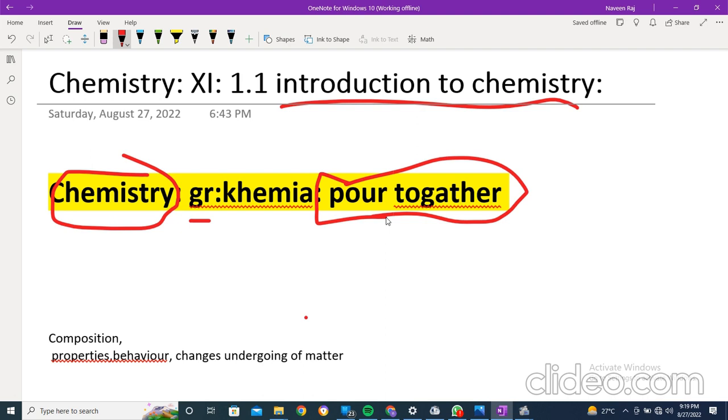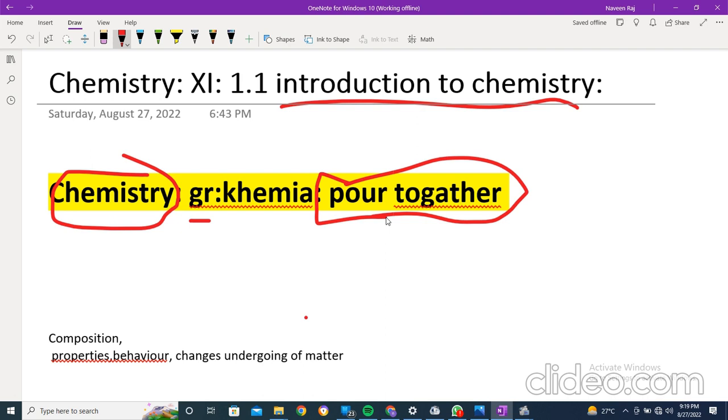Basically, we need to understand that in the very beginning days of chemistry, chemistry was very simple. People thought that if they mix two things together, they are pouring things together, they are making some sort of solutions or mixtures. They are considering it chemistry, right? So you need to link that as the basics of chemistry.